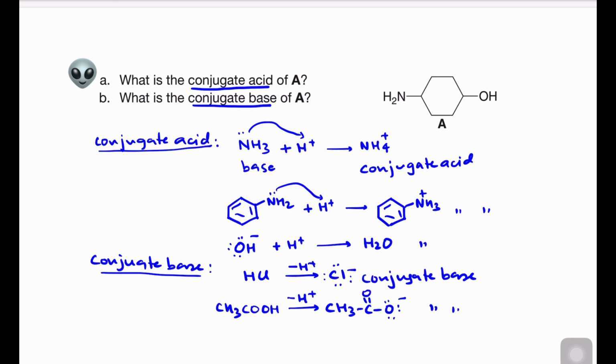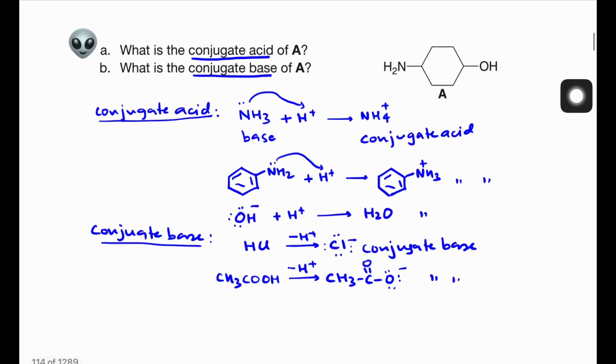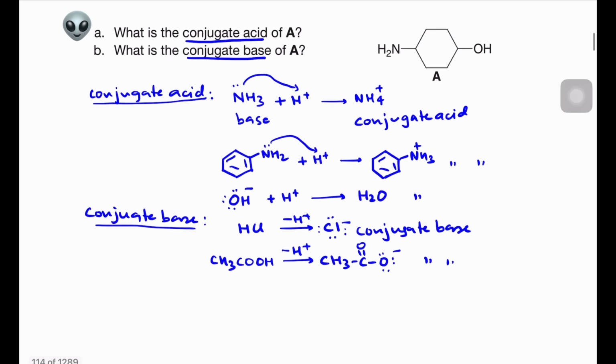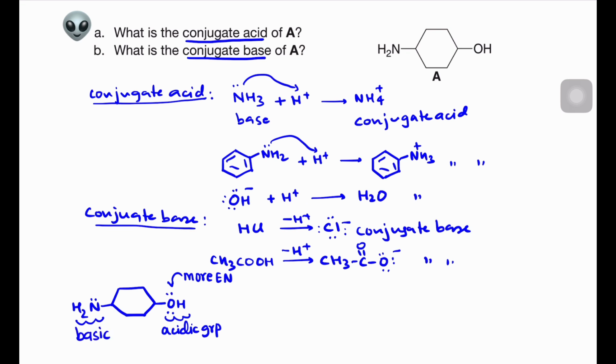Now let's come to this question. What is the conjugate acid of A and what is the conjugate base of A? This is the substrate, this molecule we have, A. So let's draw the conjugate acid. For that, first we have to identify the acidic and basic group. Oxygen is more electronegative here, so it is more acidic. So this will be the acidic group. And nitrogen is less electronegative, that's why it will be the basic group.